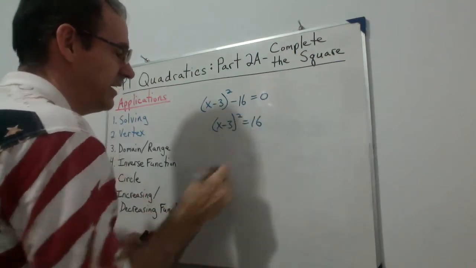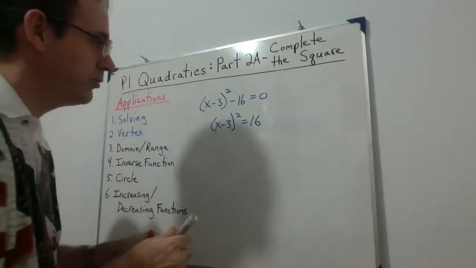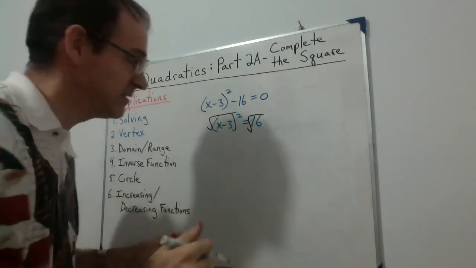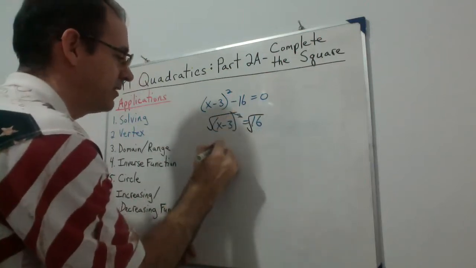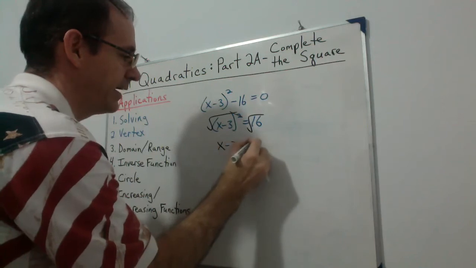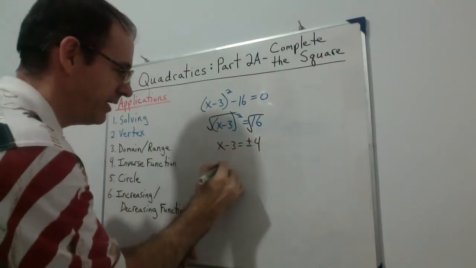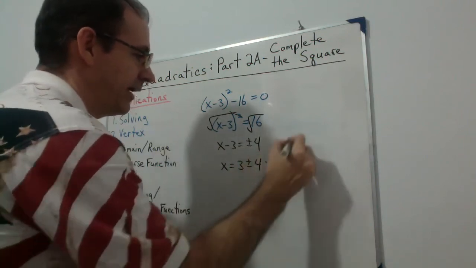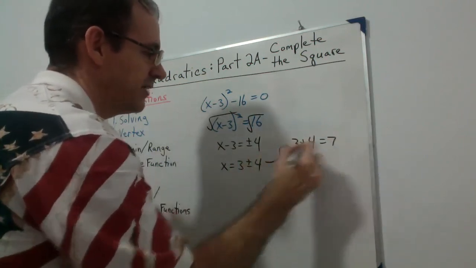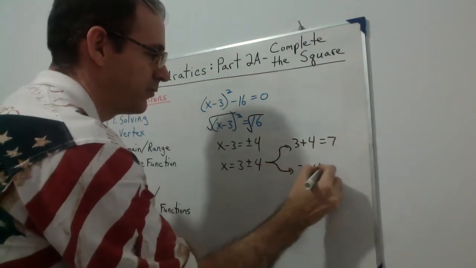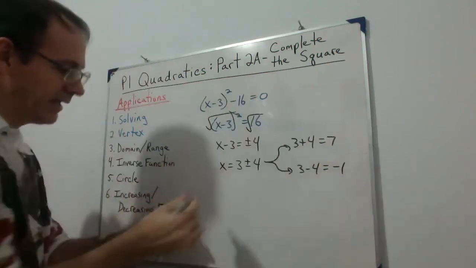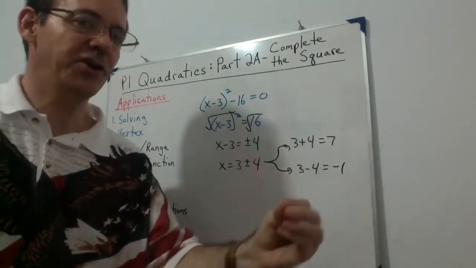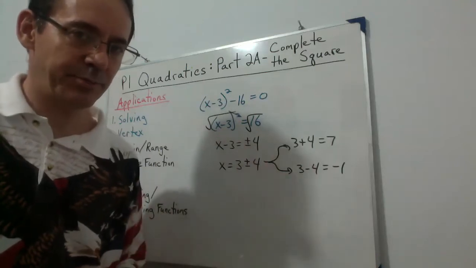You get your 16. Then when you square root, don't forget square roots have plus or minus. A lot of people forget that. So you get x minus 3 equals plus or minus 4. Then you add the 3 to the other side, so you get 3 plus or minus 4. And then your answers are 3 plus 4, which is 7, or 3 minus 4, which is negative 1. So it can be used in solving. That is generally the first thing you're taught as an application of completing the square.